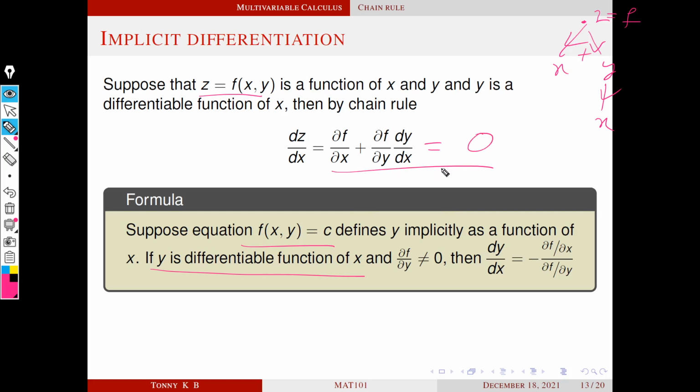By solving this expression, you can find dy/dx. What is dy/dx? This implies ∂f/∂y into dy/dx is equal to minus ∂f/∂x, right? So dy/dx is equal to minus ∂f/∂x divided by ∂f/∂y. Clear? So you can use this ready-made formula for finding dy/dx if the relation is implicit.